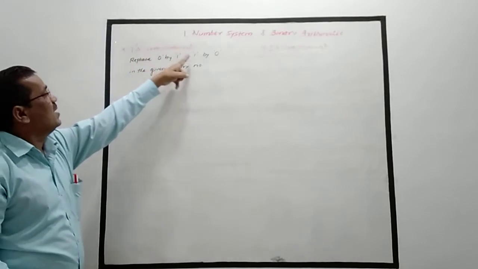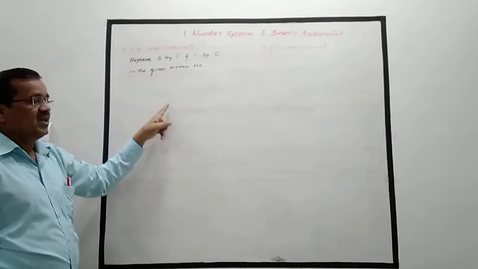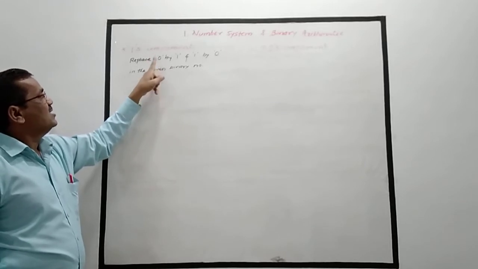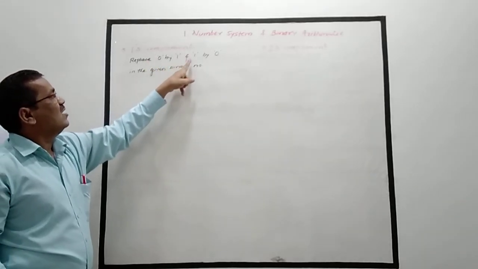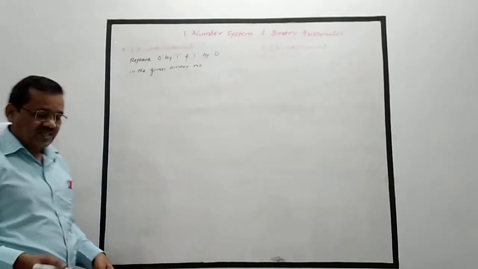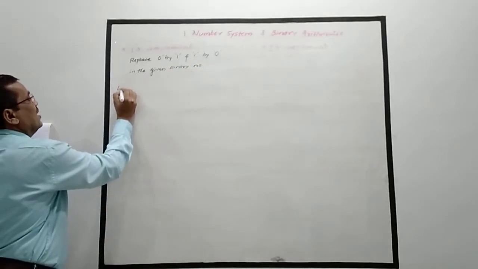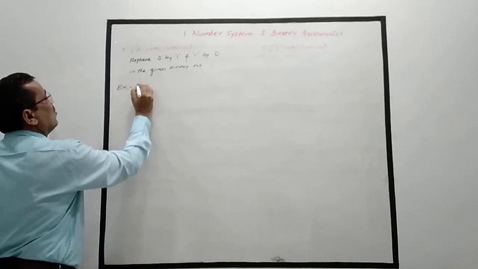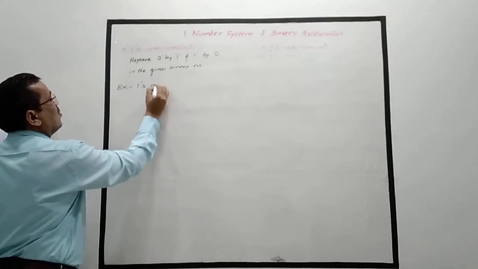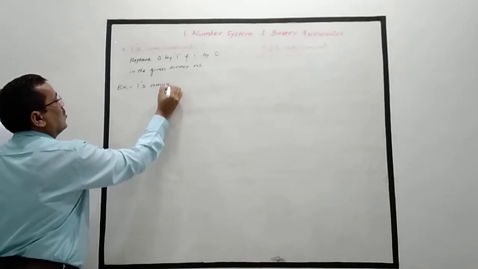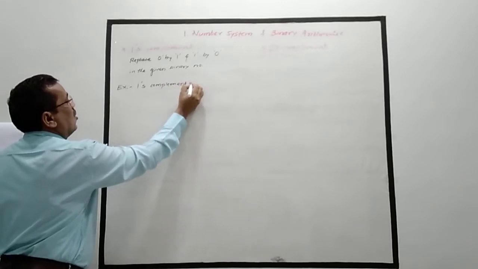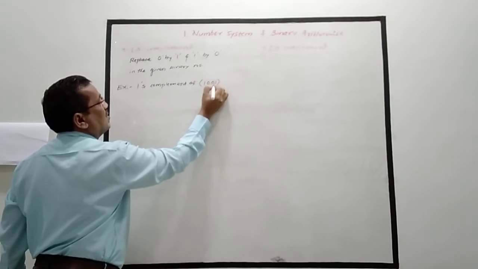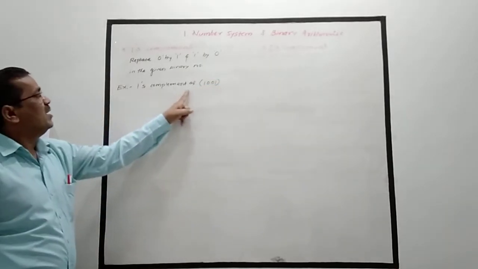So what is ones complement? Ones complement of a number is formed by changing or replacing 0 by 1 and 1 by 0. Let us consider an example of the ones complement of a number. What is the ones complement of 1001?